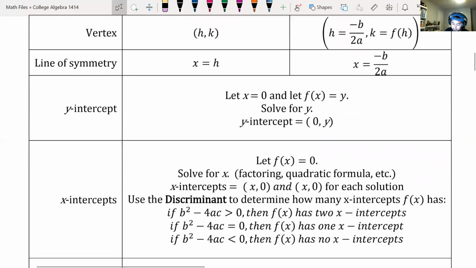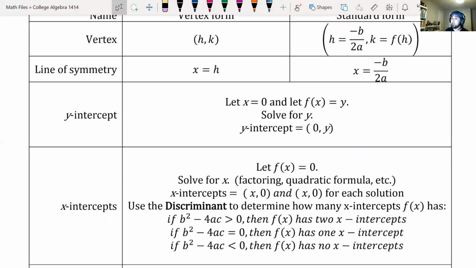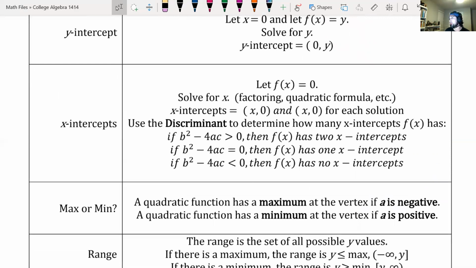And just some basics about y-intercepts, some stuff we know already. To find a y-intercept, you let x equal zero and you solve for y. To find your x-intercepts, if we're given a quadratic function, we have three options. We can factor it, we can use the quadratic formula, and we can graph it. But mainly the two options are factoring or the quadratic formula to help us solve for the x-intercepts. So to find an x-intercept, we let y equal zero and we solve for x.